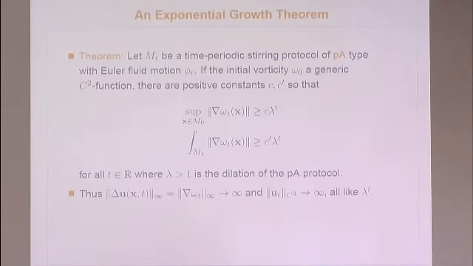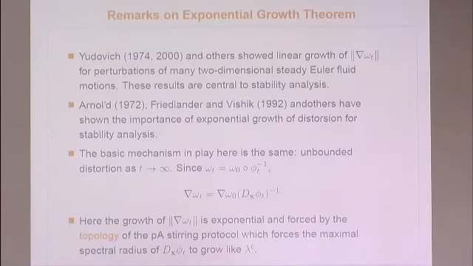All right, so let me go back to where I am and make some comments. There are a lot of such results in the literature, and Yudovich and others have shown the linear growth of this gradient for perturbations of many steady two-dimensional Euler fluids. And these, of course, are a very important part of stability analysis. Arnold and Friedlander and Vishik and others have also worked with the exponential growth of the distortion, and also for stability. And that's really what's going on here.